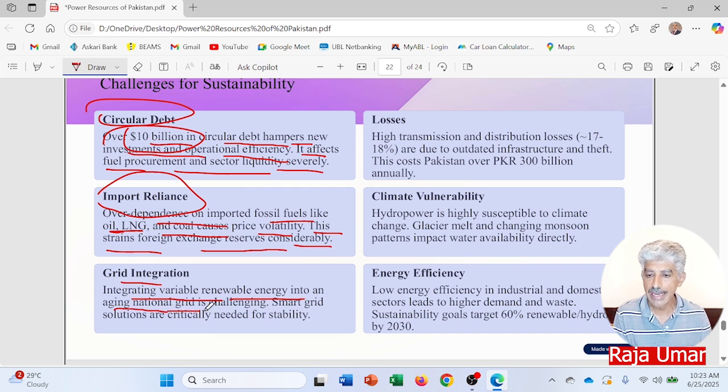Grid integration: integrating variable renewable energy into the national grid. I mean connecting these solar power and wind power stations and all those into the national grid, so that more and more power is generated and available for the people, rather than wasting the energy and wasting the resources.